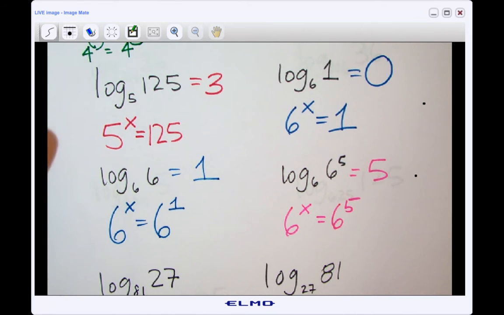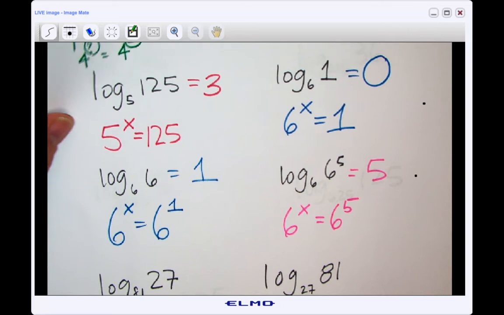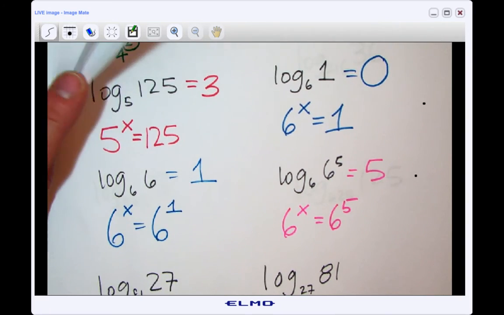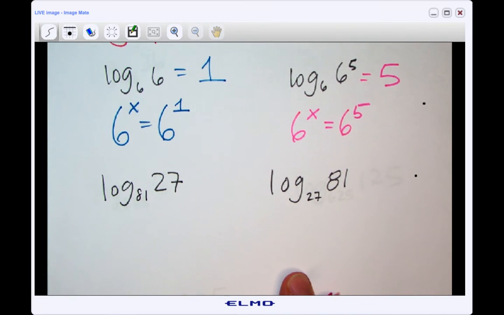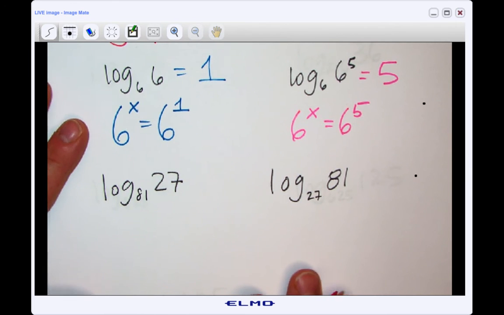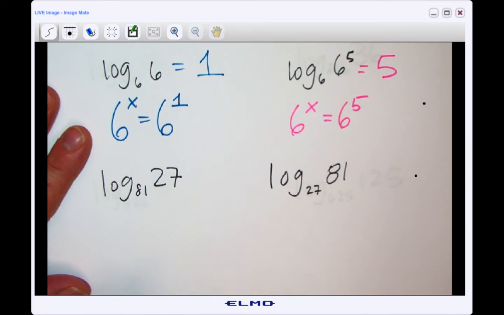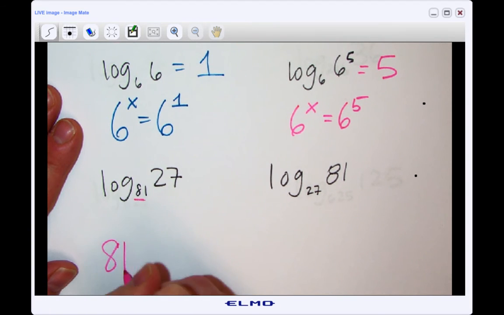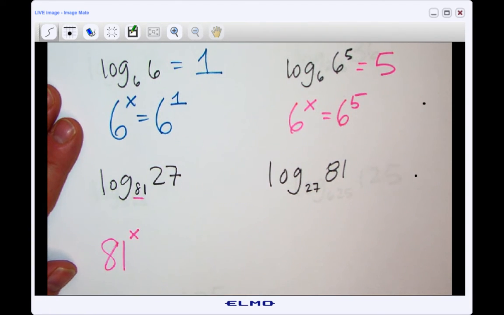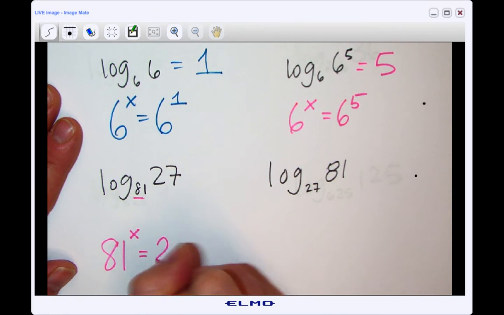Okay? Now let's look at these ones that maybe are not quite as straightforward as those ones. Those ones most of us can do because we know a little bit about numbers. We have a little bit of number sense. But let's take a look at these ones that maybe are a little bit trickier. Okay? We're going to set them up the same way. This says we have a base of 81 and we're going to raise it to something. So you can use whatever you want to denote that something. You can use an X, a question mark, a Y, whatever letter you like. And that's going to be equal to 27.